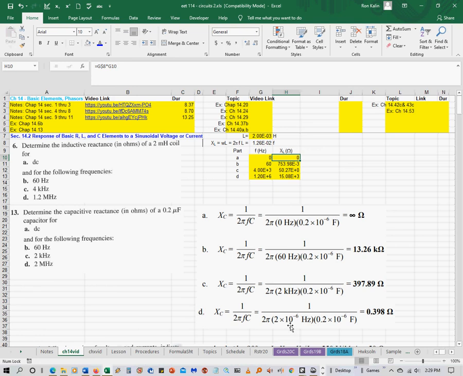And part D, you substitute in 2 megahertz. Okay, so there's a typo in what they put in here. It's 2 megahertz, which should be 2 times 10 to the plus 6 hertz. But when you multiply it all out, the answer is correct. You get 0.398 ohms.